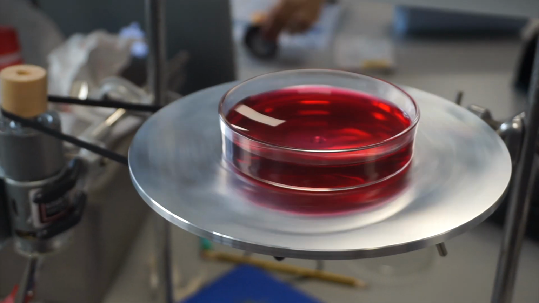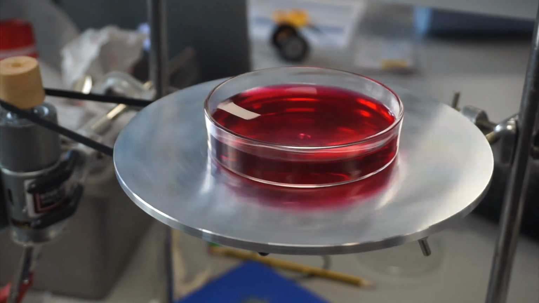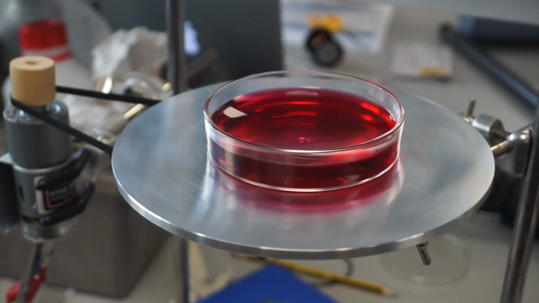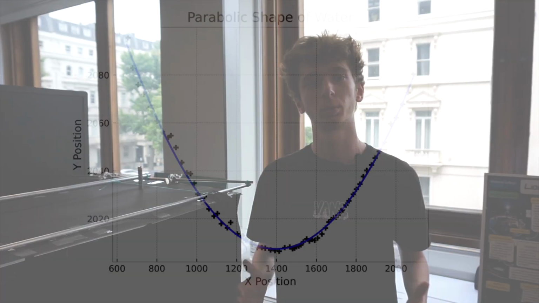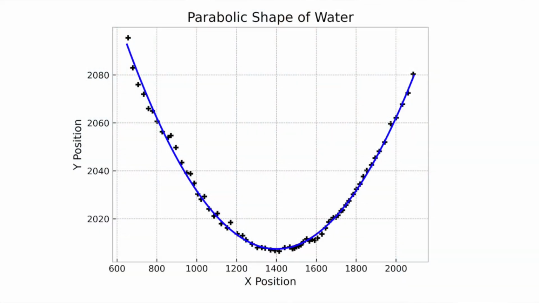Being able to effectively characterize our mirror was our main initial objective. Firstly, we sought to understand how well a spinning liquid models a parabola. To do this, we fit the curvature of spinning water to a quadratic, and we obtained a coefficient of determination of 0.995, suggesting that spinning liquid models a parabola extremely well.